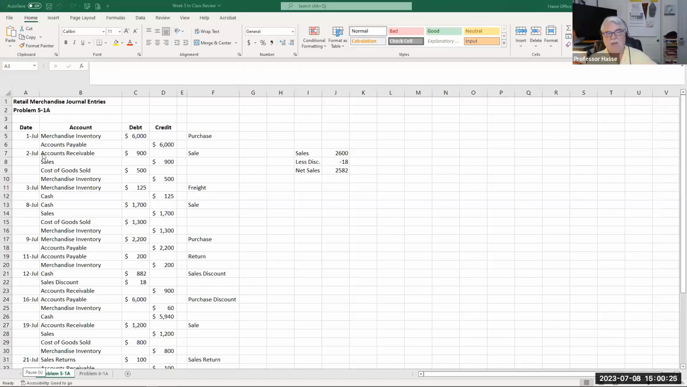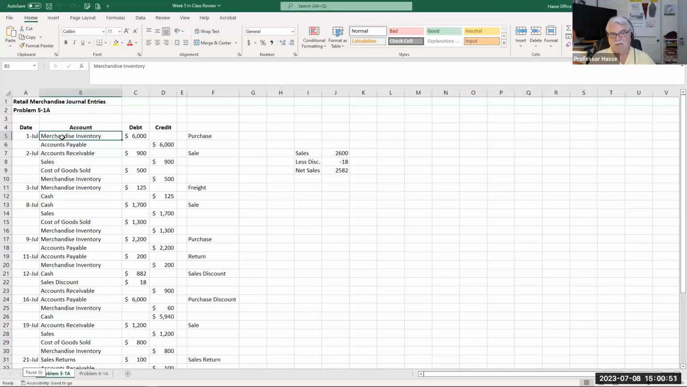Here's a transaction on July 1st. The company orders $6,000 of product and they pay for it on credit. So they're purchasing the inventory. It goes into a debit account, merchandise inventory. That is an asset account, inventory. And then they purchase it on credit for $6,000. So accounts payable. We've seen that transaction before.